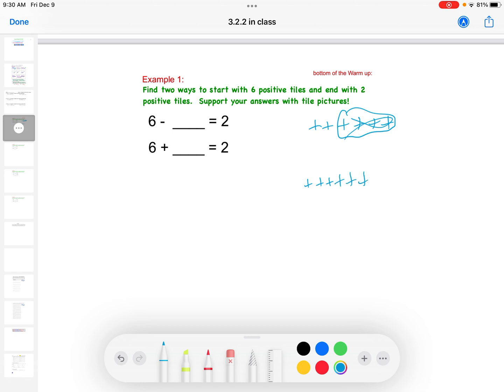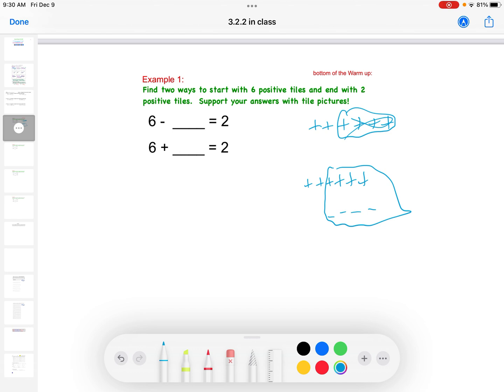Now the other way about this is I need 6 positive tiles, but I have to add tiles and get to 2. So what would I add to do that? I'm going to have to add, in this case, negative tiles, right? This isn't the subtraction where I'm taking stuff away, so I'm adding these 4 negative tiles. What happens? These 0 pair out.